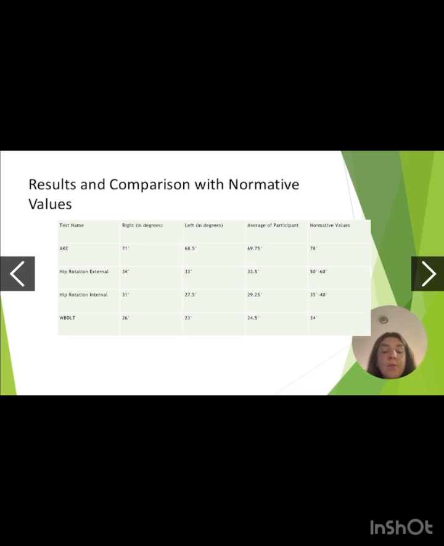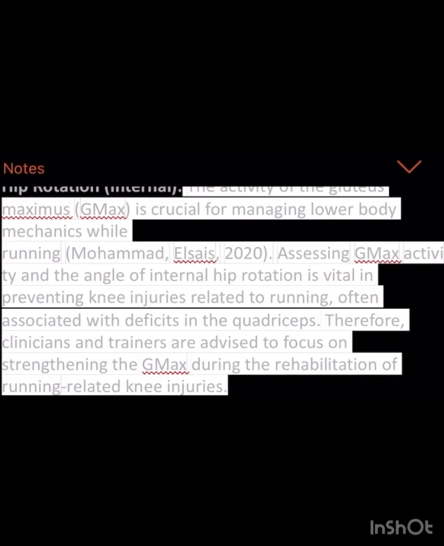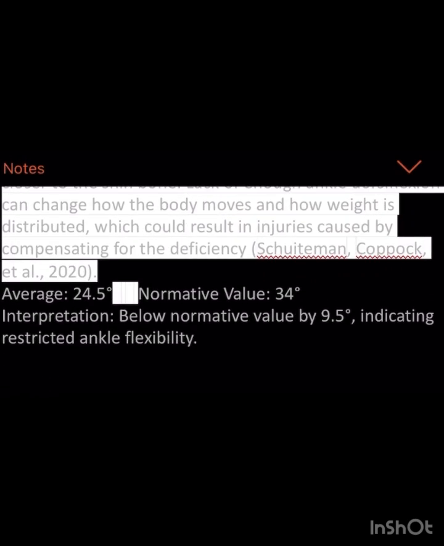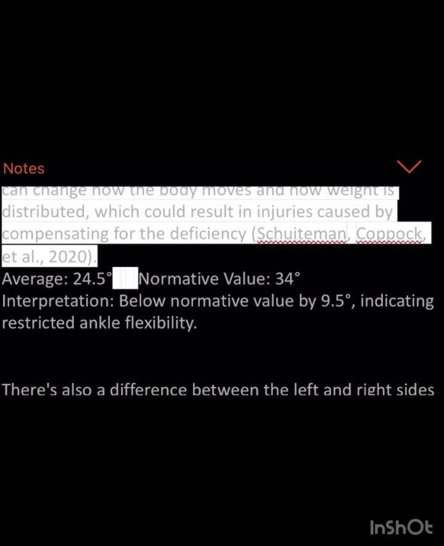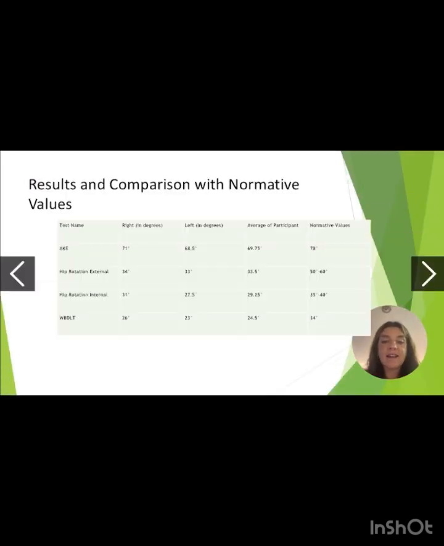The average for my client was 24.5 degrees. However, the norm value was 34. This again suggests that she is below the norm by 9.5, indicating restricted ankle flexibility.